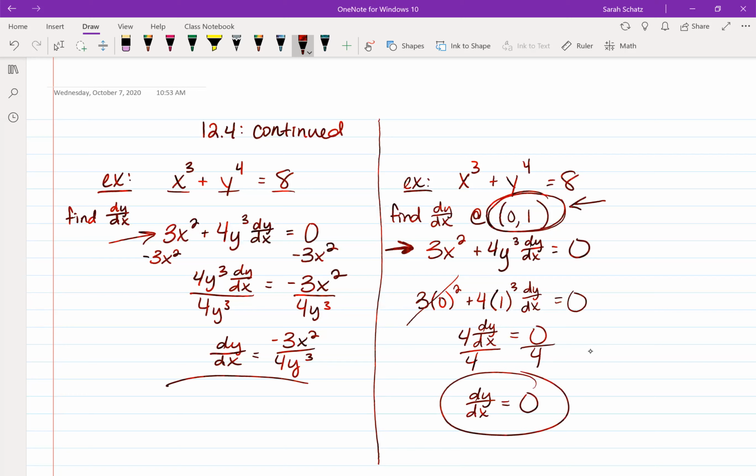So what did we find? Well, over here we found the general derivative for any point on the function, right? You pick a point, you put those in for x and y, and you get the derivative at that point. Remember, the derivative is always the slope of the tangent line at any given point. So what we found over here is that at 0, 1, the slope of the tangent line is 0.